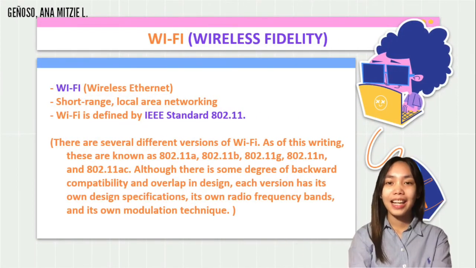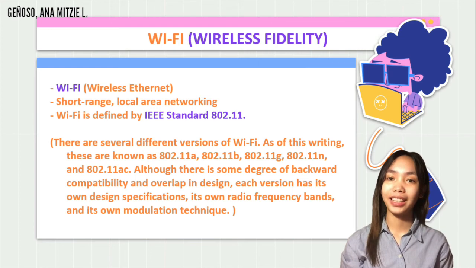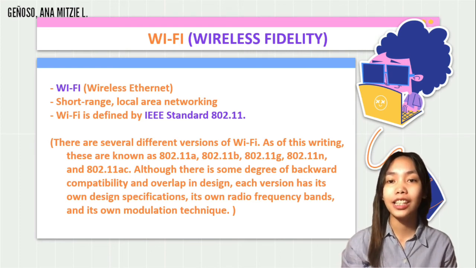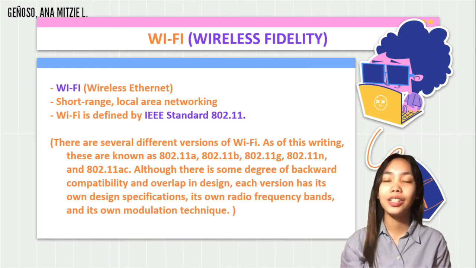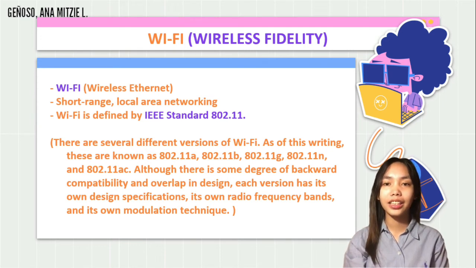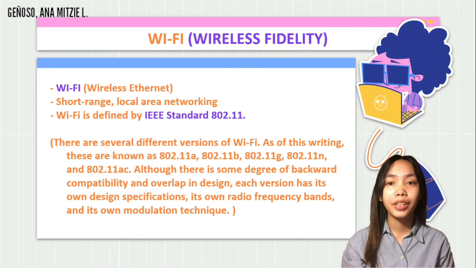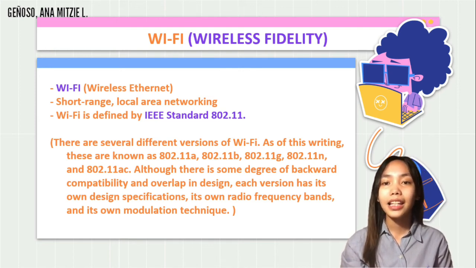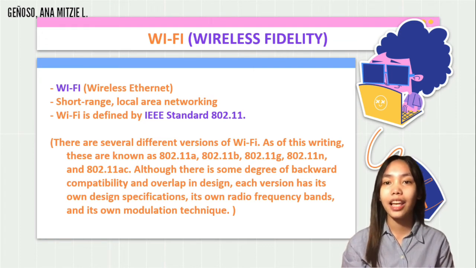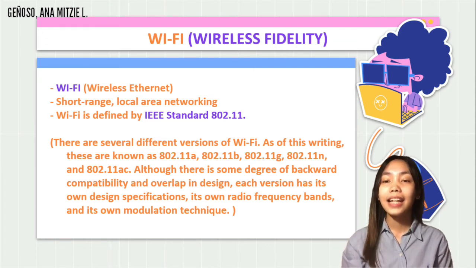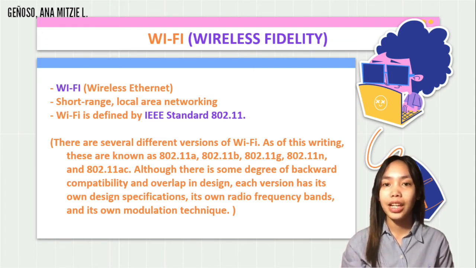Wi-Fi is short for wireless fidelity. Wi-Fi is wireless Ethernet. It is a short-range local area networking and is defined by IEEE standard 802.11. There are several types or versions of Wi-Fi. As of this writing, there are known to be 802.11a, 802.11b, 802.11g, 802.11n, and 802.11ac.